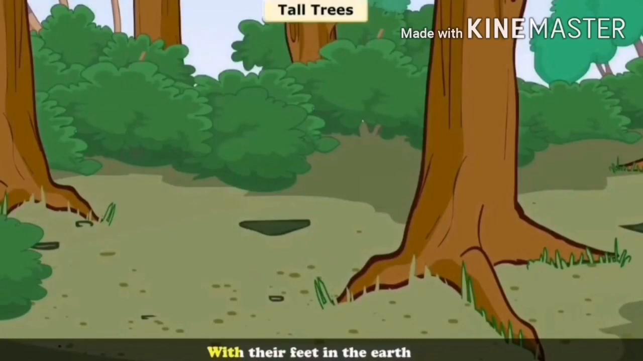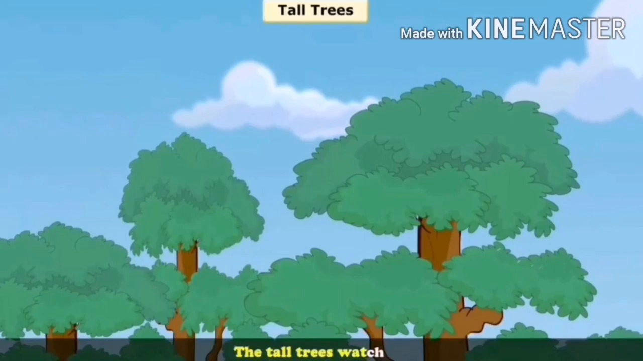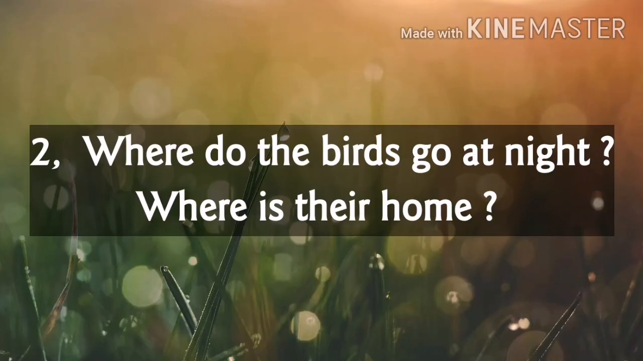The next one is the tree's head. Here we can see the tree's branches. The poet considers these branches as the tree's head. Where is this head? The head is in the sky. Let us see the second question.